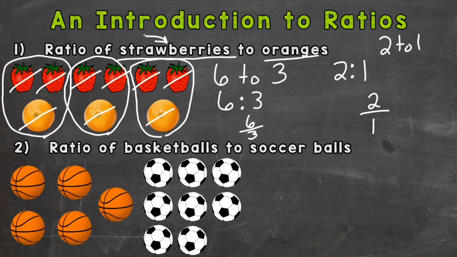Now we are going to look at another example. This is the second example, and this time we have balls, basketballs and footballs. We are trying to compare the number of basketballs to the number of footballs. When you look at the numbers, we have 5 basketballs and 8 footballs, and we write it as 5:8 and 5/8. Now this cannot be simplified any further.